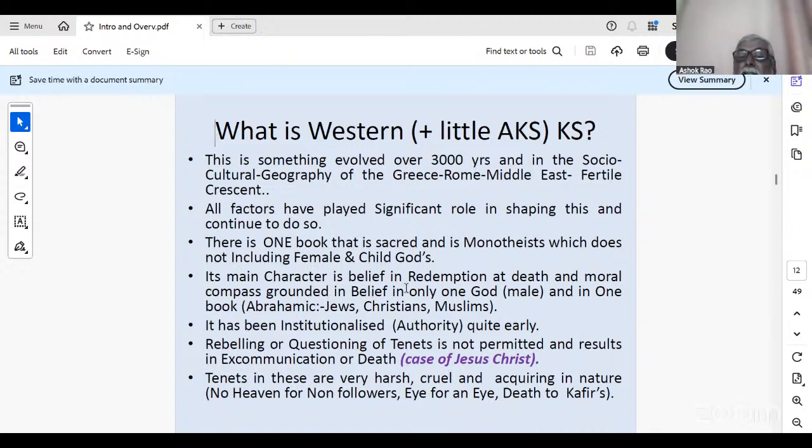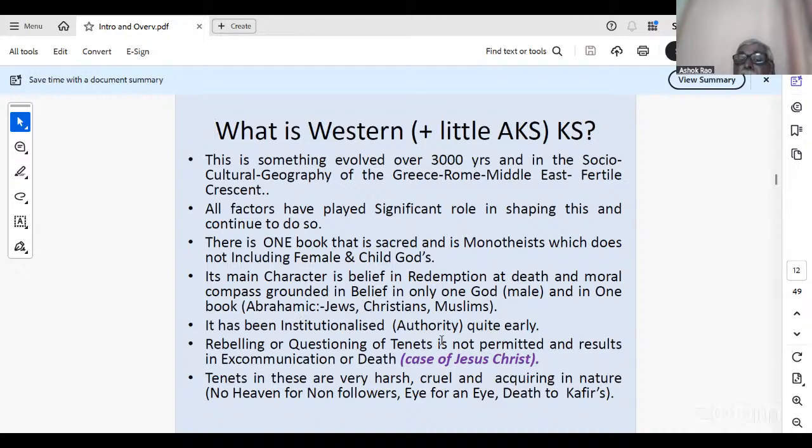Its main character is belief in redemption at death. The moral compass is grounded in belief in only one God that is male and in only one book. They are called the Abrahamic. Whether they are the Jews, Christians, or the Muslims, each of them has only one sacred book.